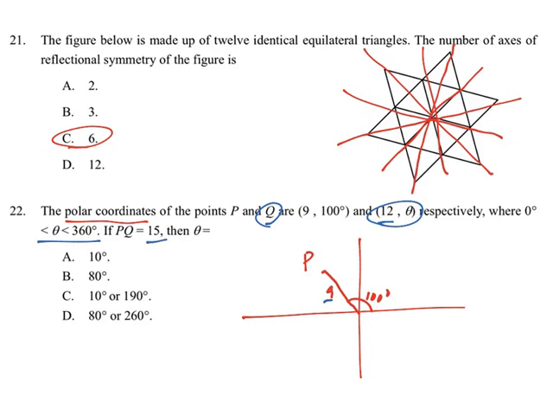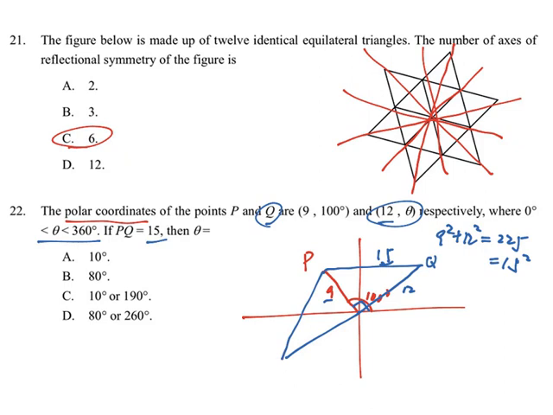So actually, if we put 12 here, when we use the Pythagoras theorem, 9 squared plus 12 squared is actually 225. That means 15 squared. That means it can form a right angle triangle. So that means we can have this Q, or also with this one.